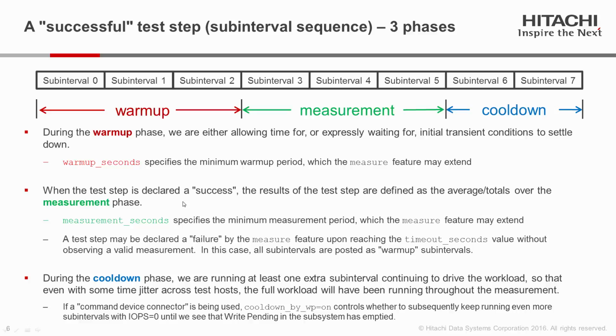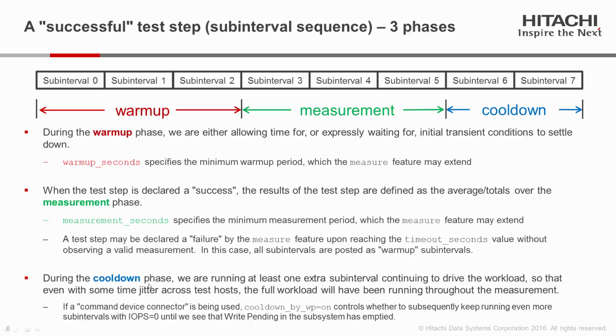When the test step is declared a success, the results of the test step are defined as the averages or totals over the measurement phase, and the measurement seconds parameter specifies the minimum measurement period, which the measure feature may further extend. And then a test step may be declared a failure in the event that you're using the measure feature and it reached the timeout seconds parameter value without observing a valid measurement. In this case, all the subintervals are posted as warm-up subintervals, and you don't get a measurement for that step.